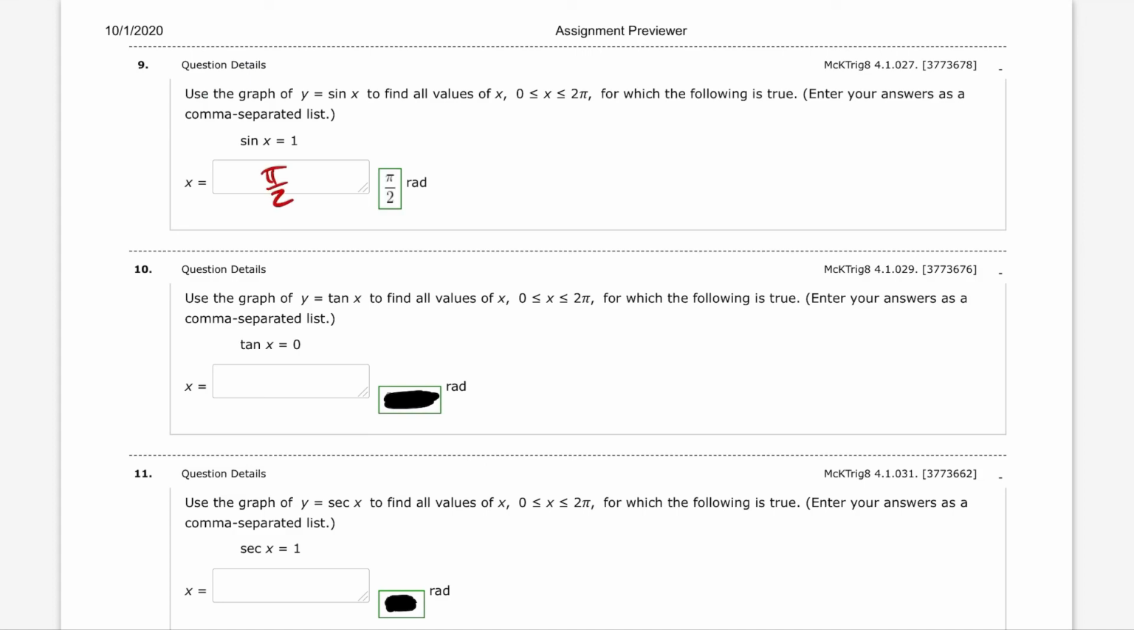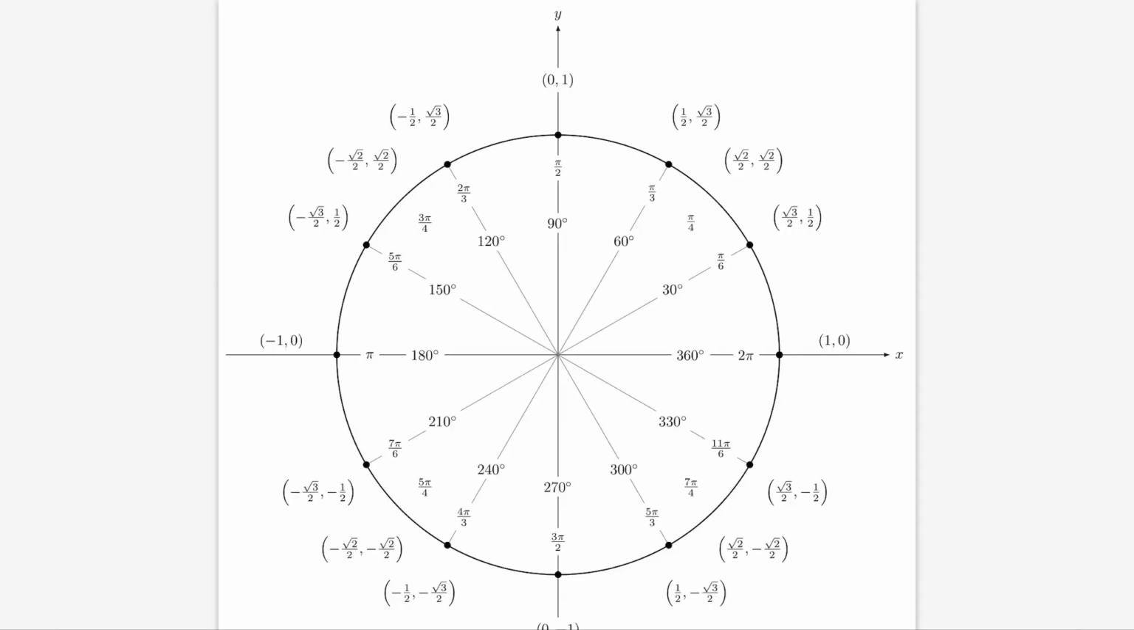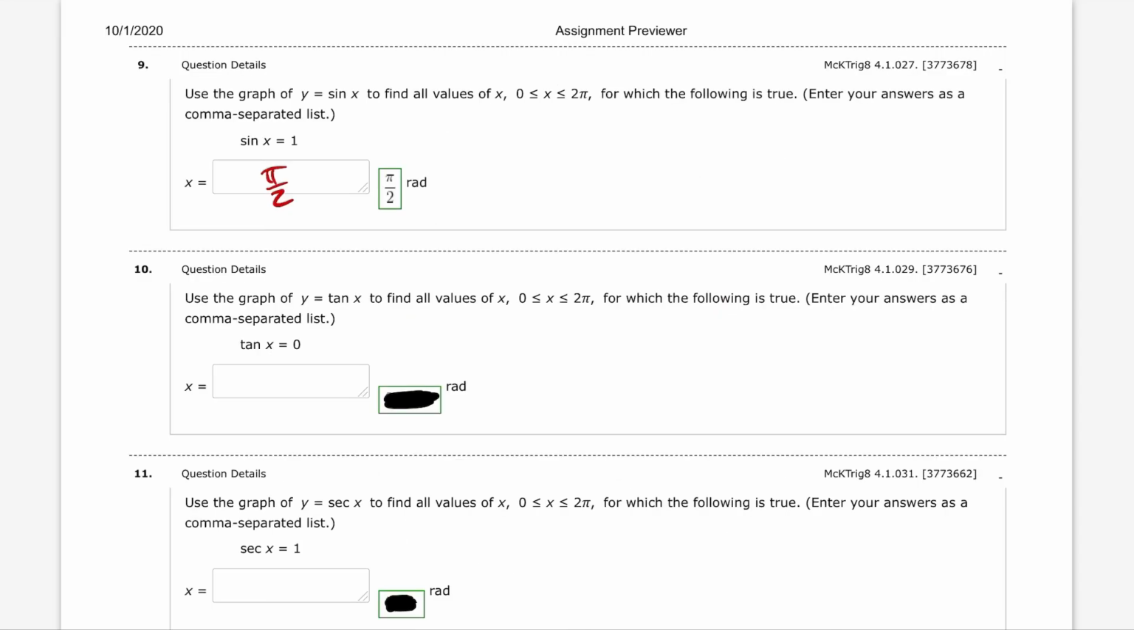All right. Which values have a tangent of 0? Well, tangent of 0, y over x, would be 0 here. So that's 0 and 2 pi. And also here, y divided by x is also 0. So 0, pi, and 2 pi.